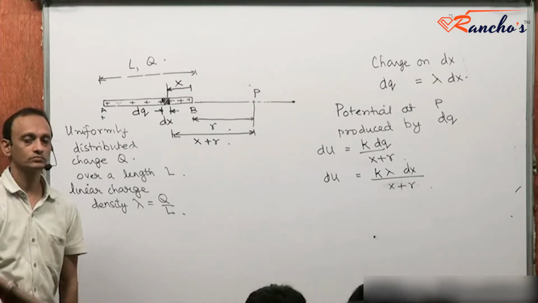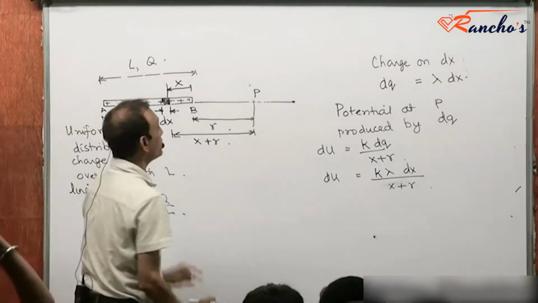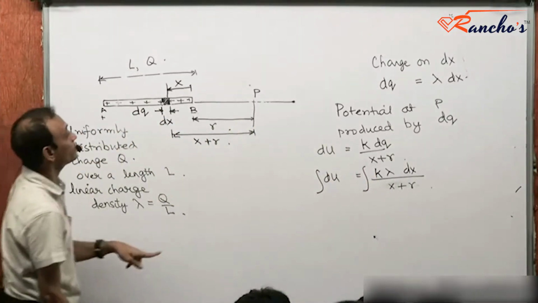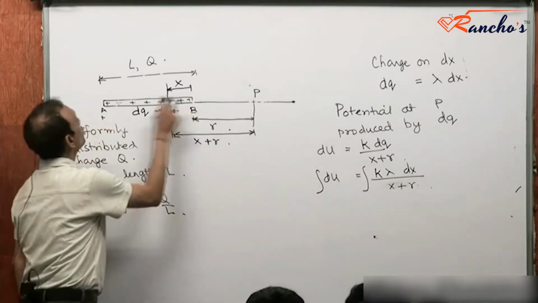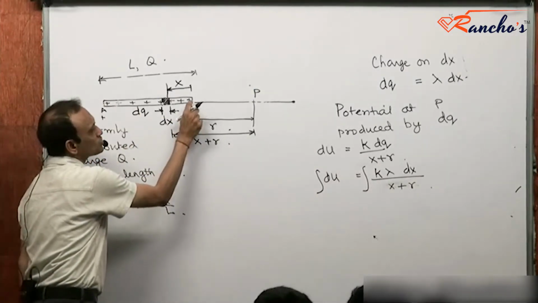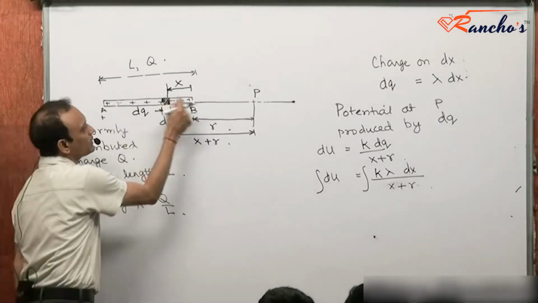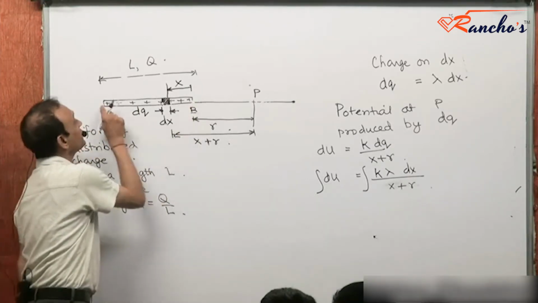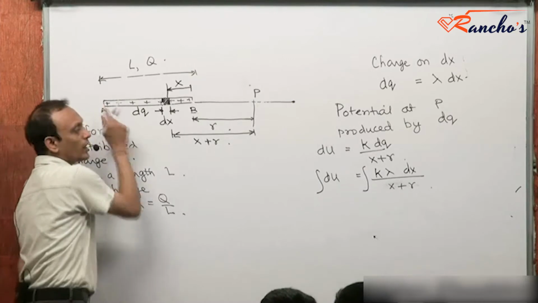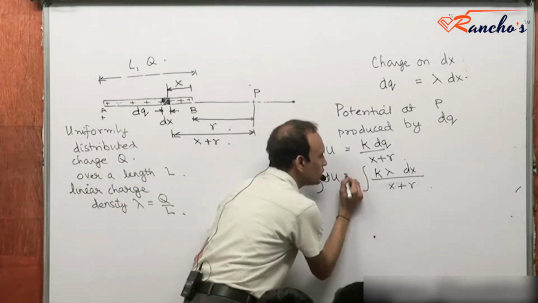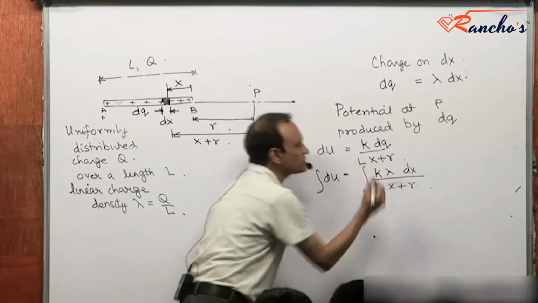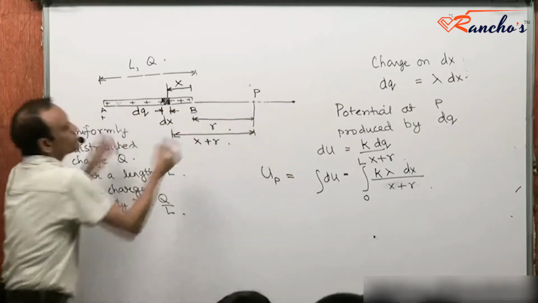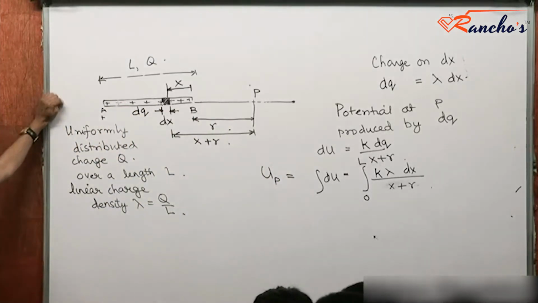The total potential produced at P would be the sum of all these du's, where x runs from 0 to L. I'll have to take all dq's starting from B to A. At B, what is the value of x? 0. At A, what's the value of x? L. So I'll have to sum it up from x equal to 0 to L. That will be the total potential at P because of this distribution of charge.